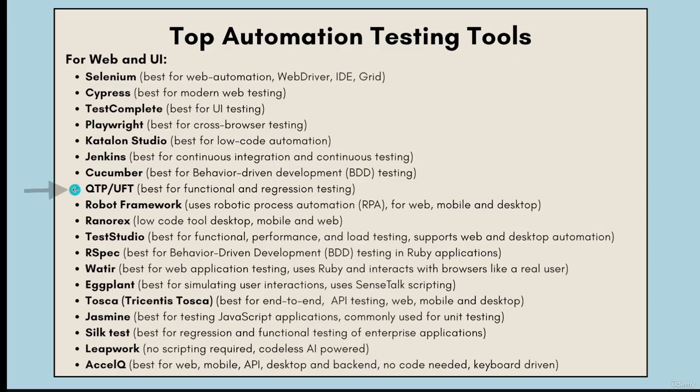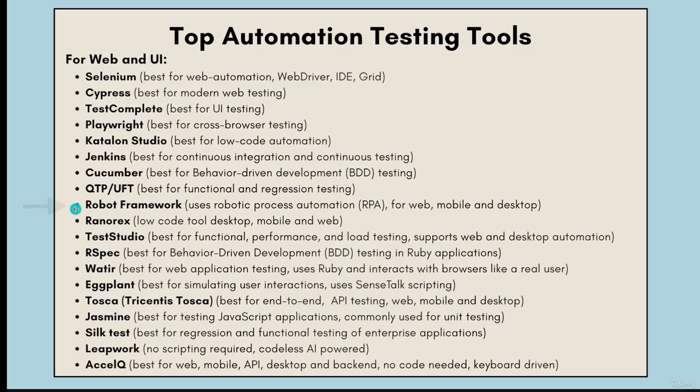Next we have QTP UFT. This one's best for functional and regression testing. It's also the commercial type. You can do testing for desktop, web, and mobile apps, and it supports VBScript, Visual Basic. This one's kind of popular because it has robust object recognition, it supports keyword and scripting based automation, and it integrates well with ALM tools.